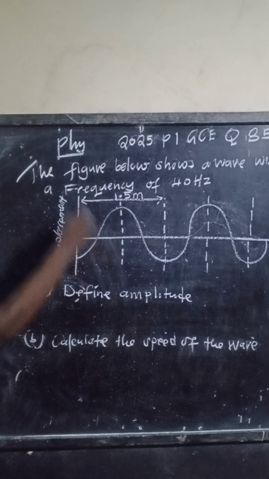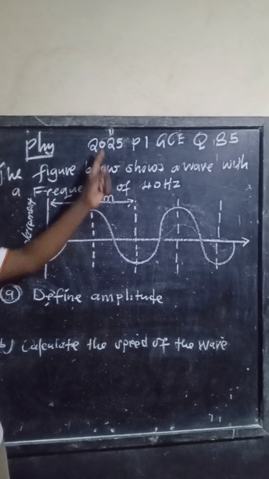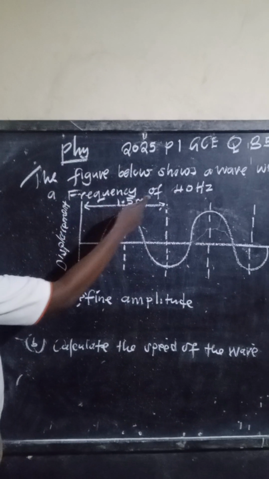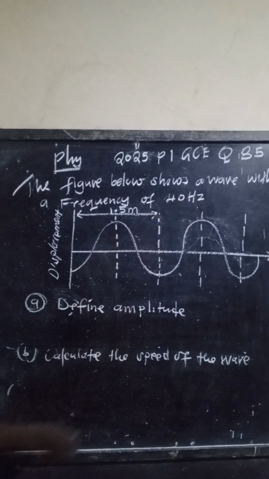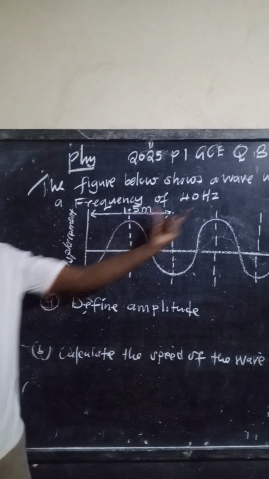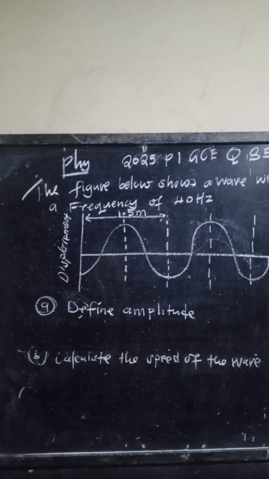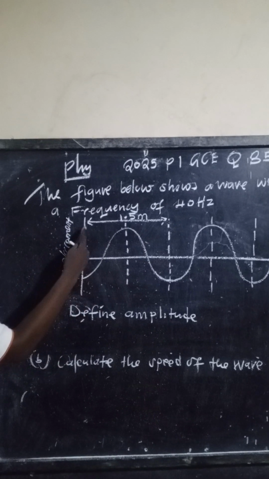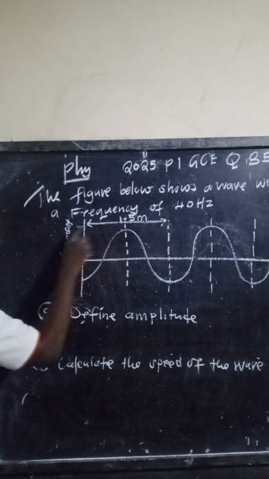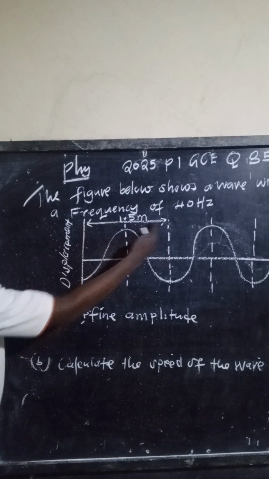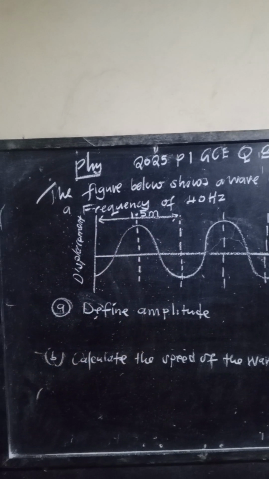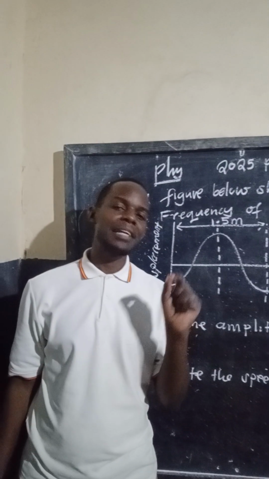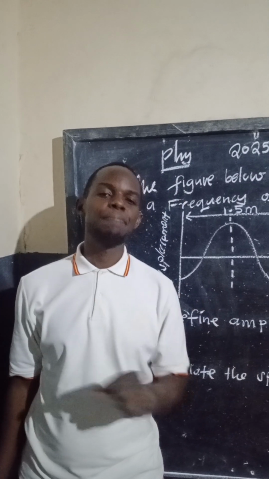The question reads: the figure below shows a wave with a frequency of 40 Hz. So you have been given the frequency of 40 Hz. Now when you see this diagram, here there's displacement. Then there's a distance from here up to there. By definition, the distance from here up to there is called a wavelength, because a wavelength is the distance at which the wave repeats itself.